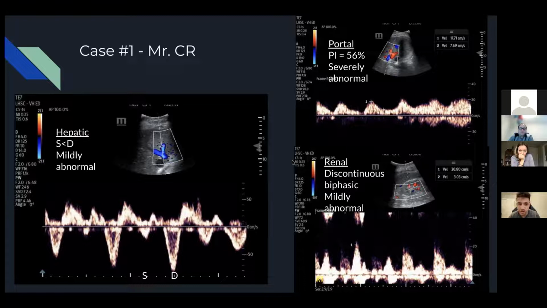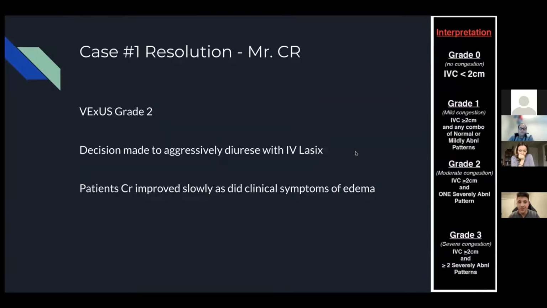I believe these are courtesy of Aaron doing some great scans here. So all in all, this patient got a VExUS grade 2. The decision was made to aggressively diurese this patient with IV Lasix, and he overall improved slowly, as well as his clinical symptoms of edema.